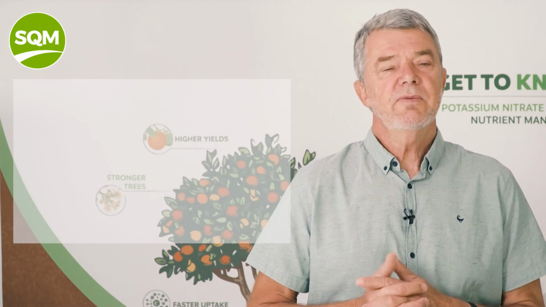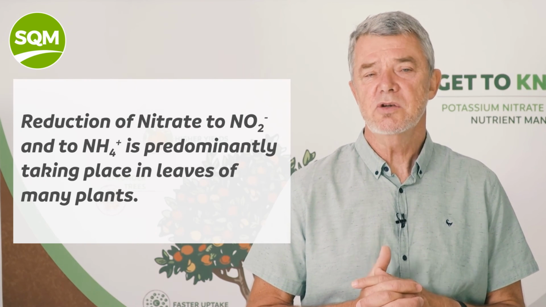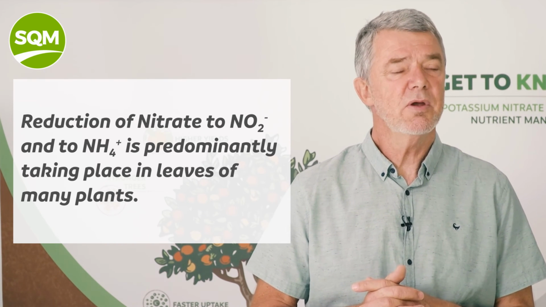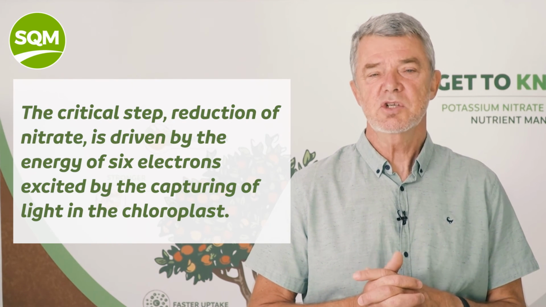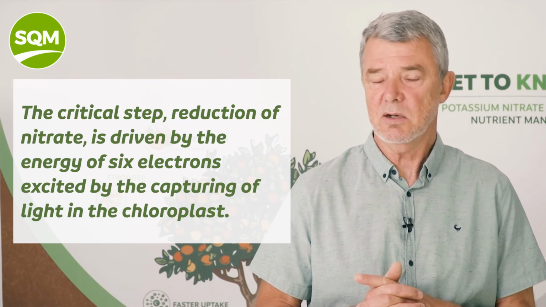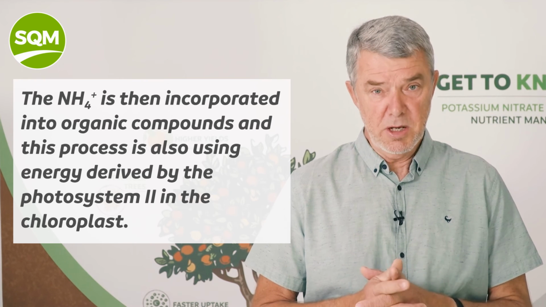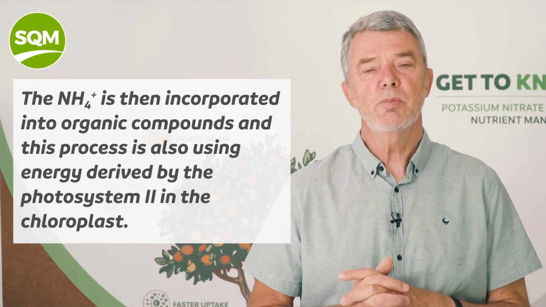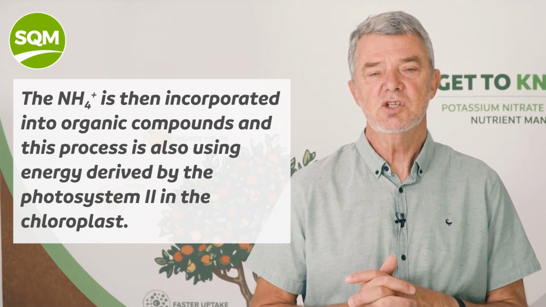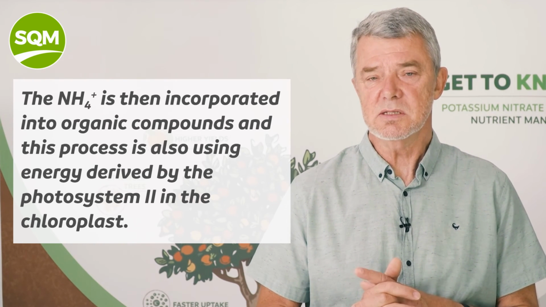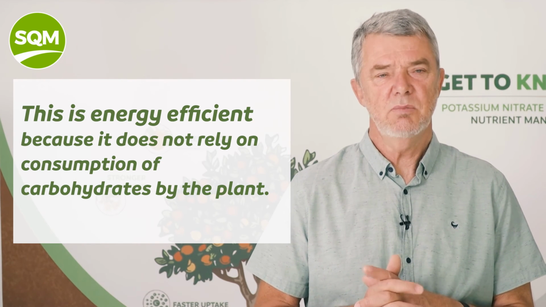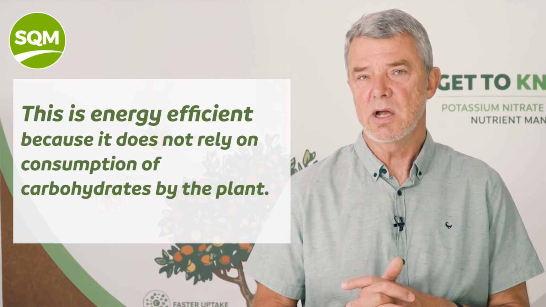This is a part I'll just read for you. Reduction of nitrate to nitrite and ammonium is predominantly taking place in the leaves of many plants. The critical step, reduction of nitrate, is driven by the energy of 6 electrons excited by the capturing of light in the chloroplast. The ammonium from this process is then incorporated into organic compounds, and this process is also using energy derived from the photosynthesis 2 in the chloroplast. This is energy efficient because it does not rely on the consumption of carbohydrates by the plant.